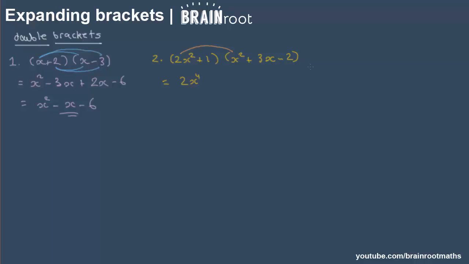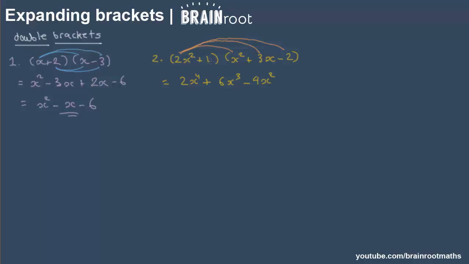Now let's go on to the second term in the second bracket, 2x squared times 3x. Let's draw a nice little arrow here. That's going to give us plus 6x cubed. Quite simply, 2x squared times 3x is just going to give us 6x cubed, and because it's a positive number, we get a positive product. So our third term would be 2x squared times minus 2. That's just going to give us minus 4x squared. So we're done with the first term in the first bracket. Now let's go on to the second term.